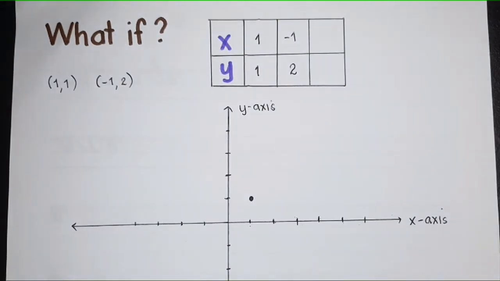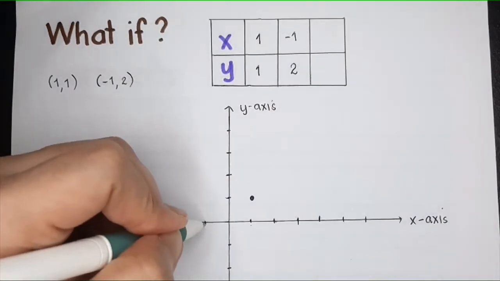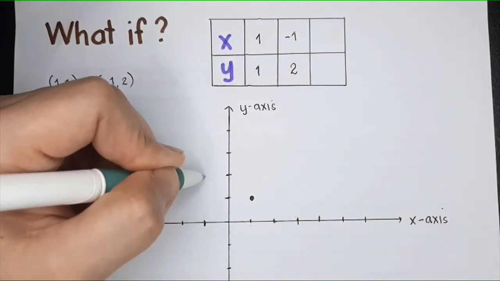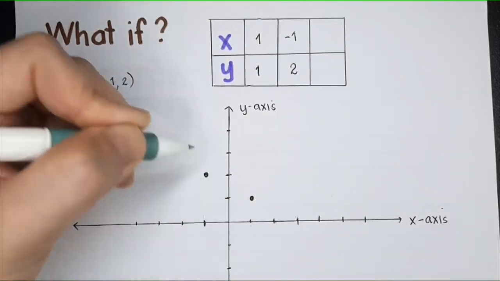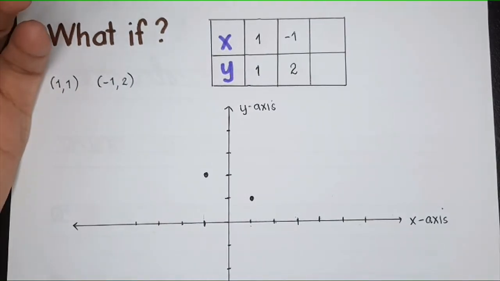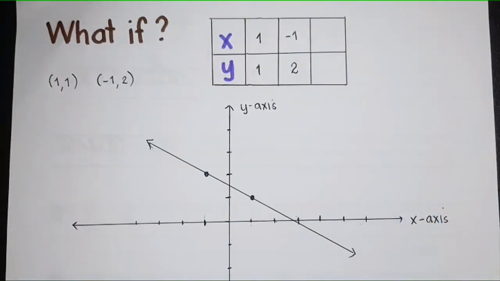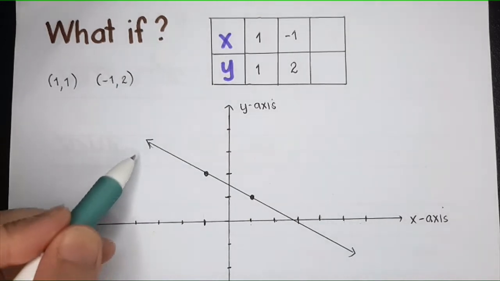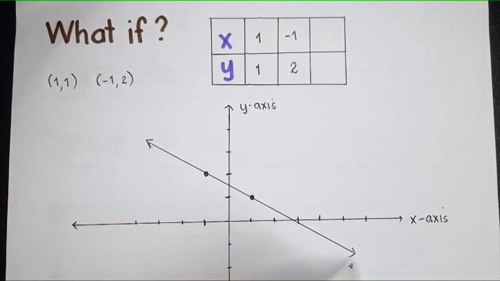Yeah? And where's negative 1, 2? So, negative 1. And then 1, 2. So, here. This is negative 1, 2. And then we connect them. Now, how do we find a third point? Or how do we find another point on this line?